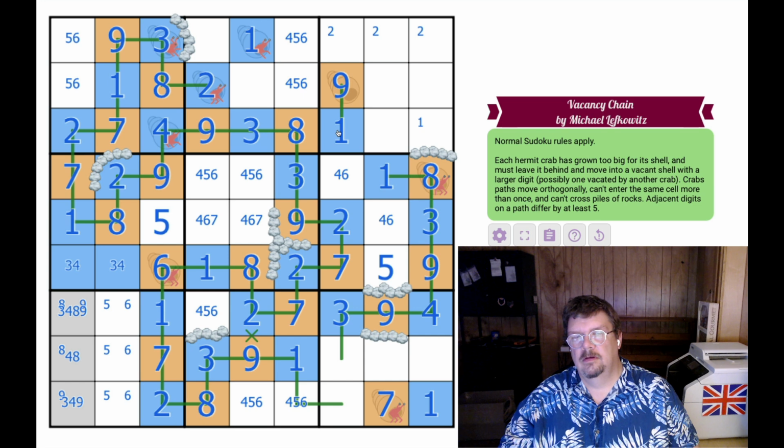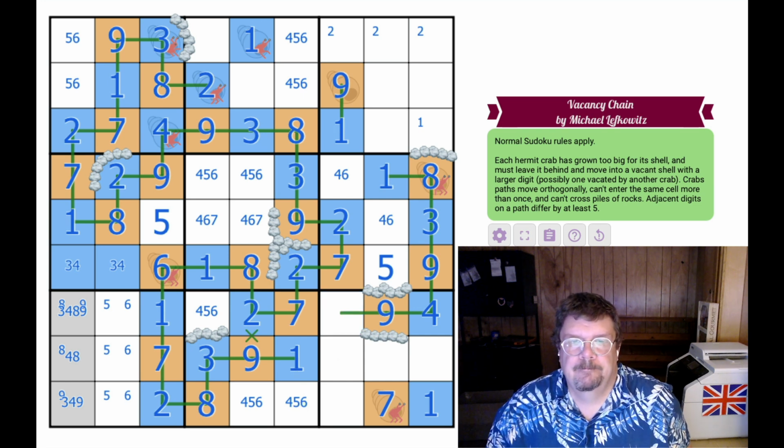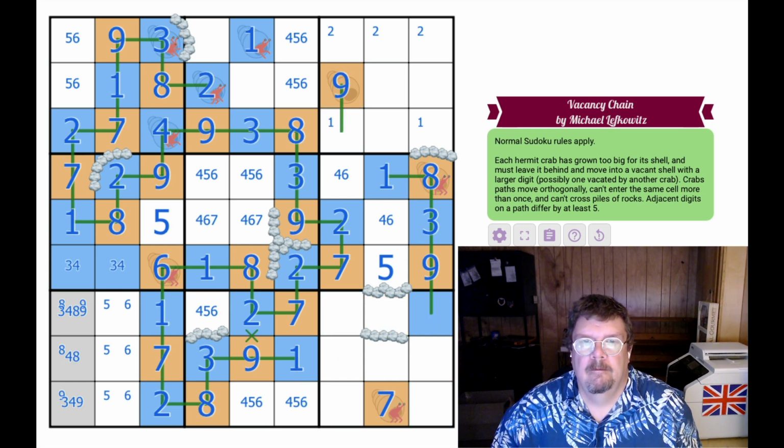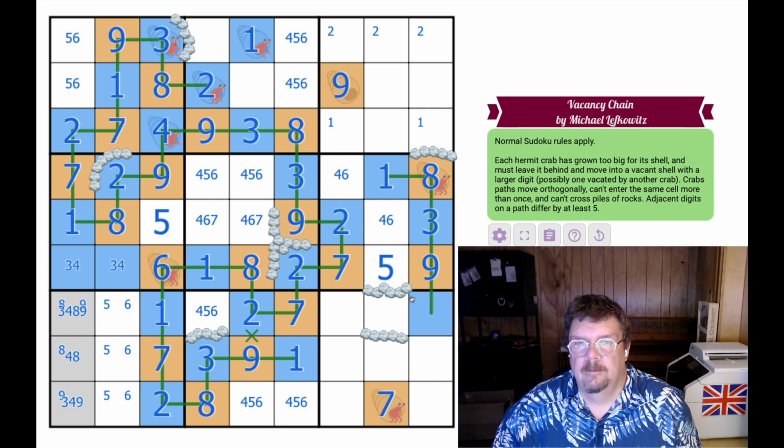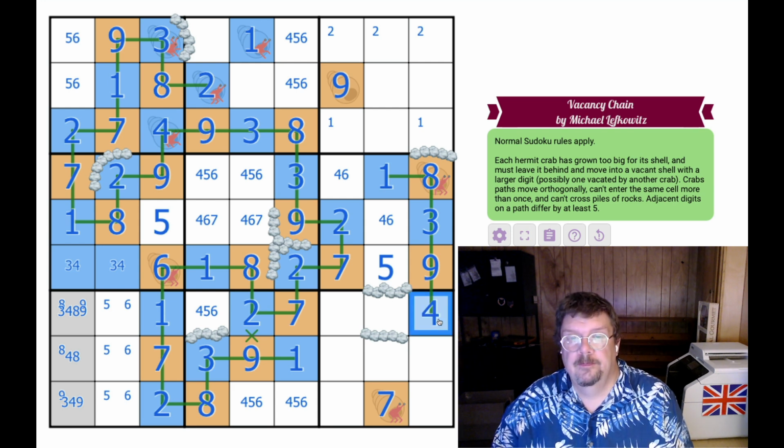I think that's wrong. Hang on. I'm not confident about this, but I am confident about this. That sees 1, 2, and 3. That's a 4.